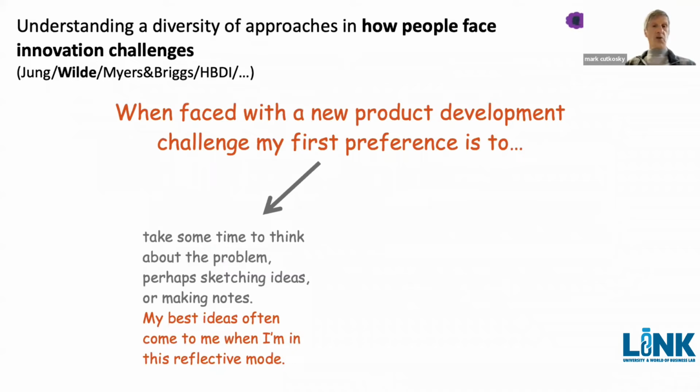So one of the tools that we introduce is something developed from a professor, Doug Wilde, and it's a series of questions, and I'm going to show you a quick example here. We ask each person on the team to answer these questions. For example, when faced with a new product development challenge, my first preference is to, oh, I like to take some time to think about the problem, perhaps sketching ideas, making notes. My best ideas often come to me when I'm in this reflective mode.